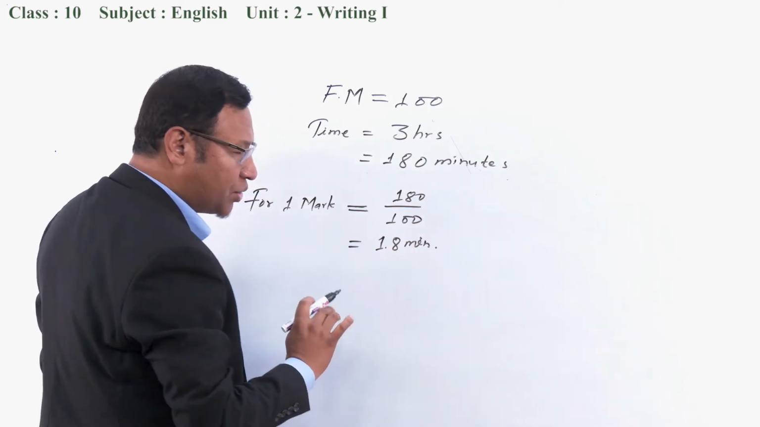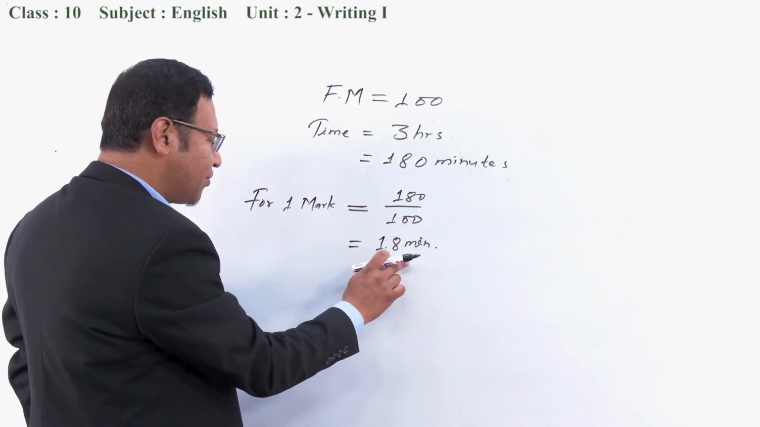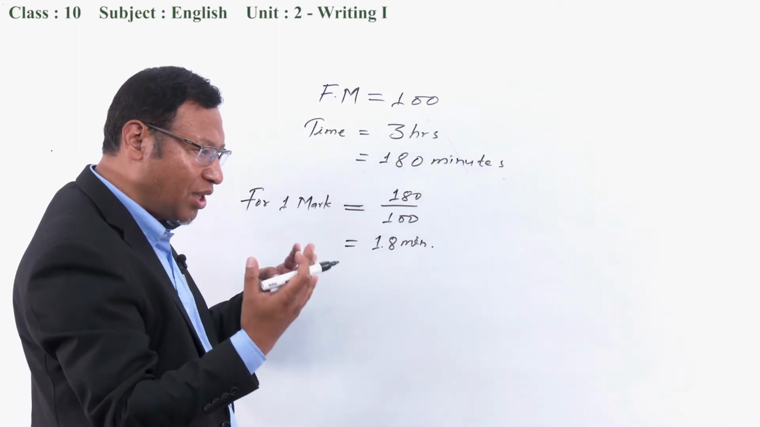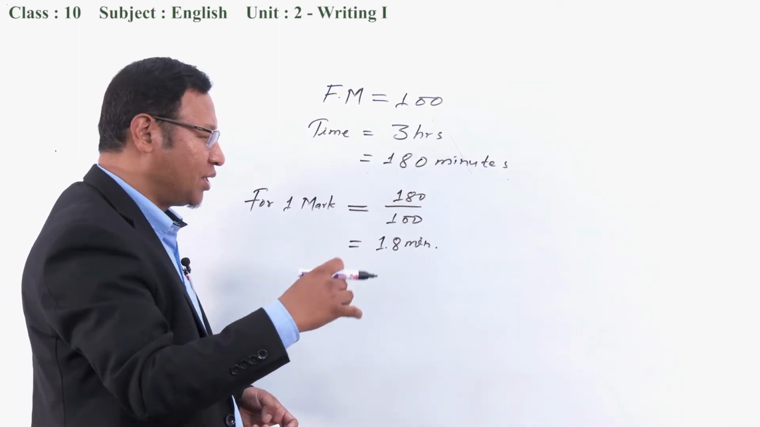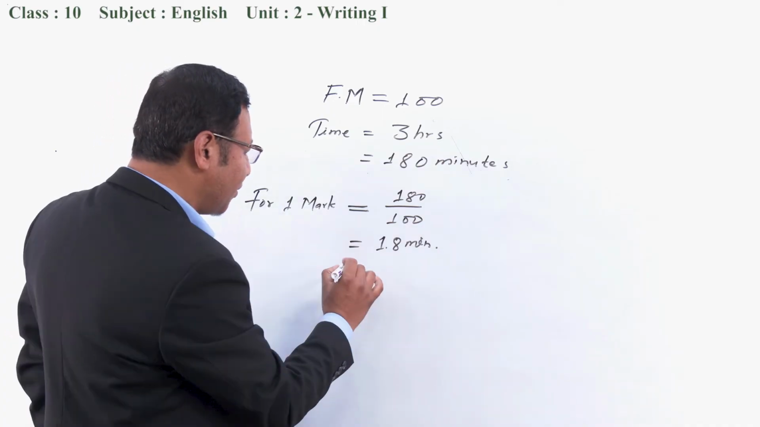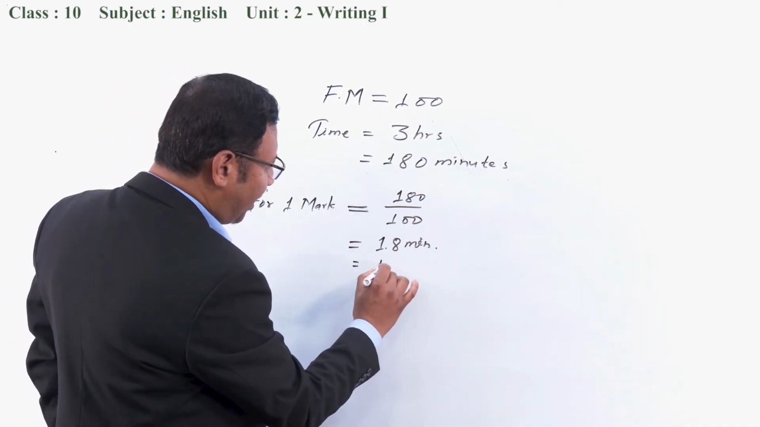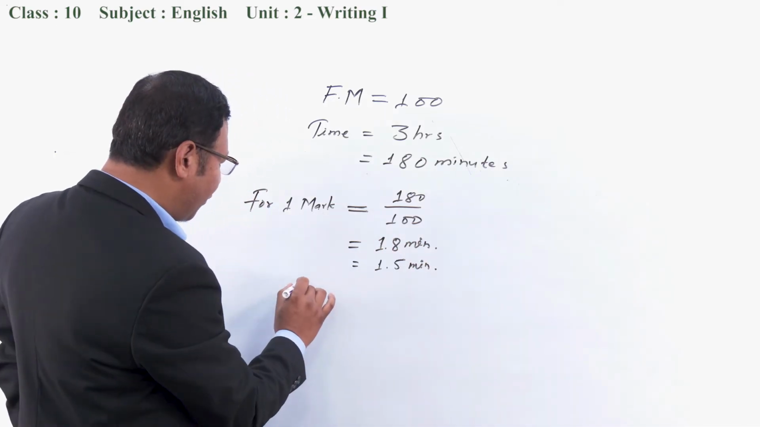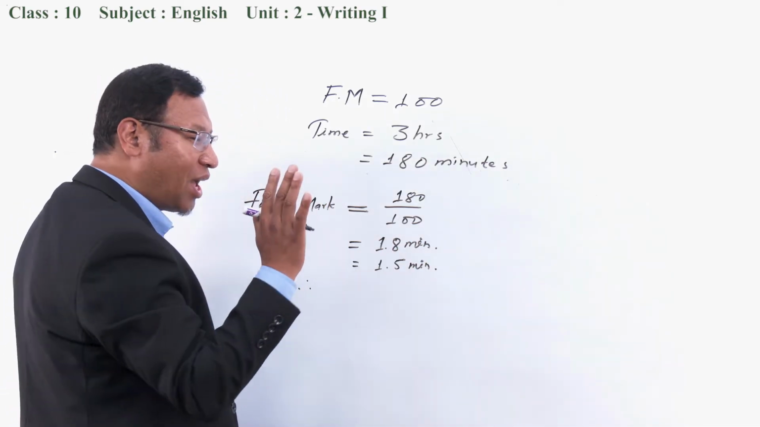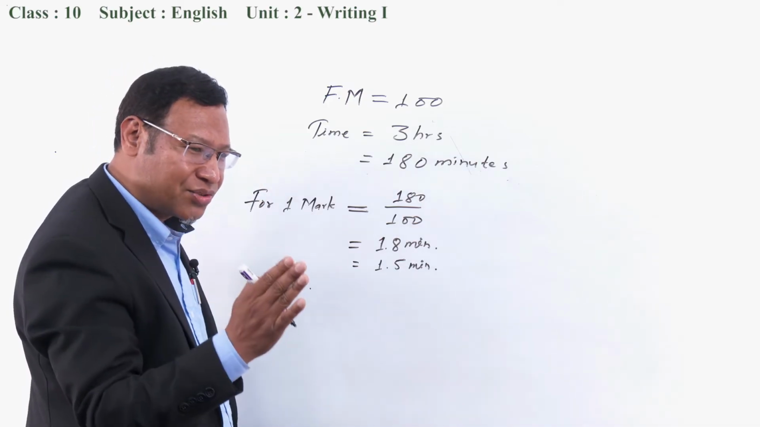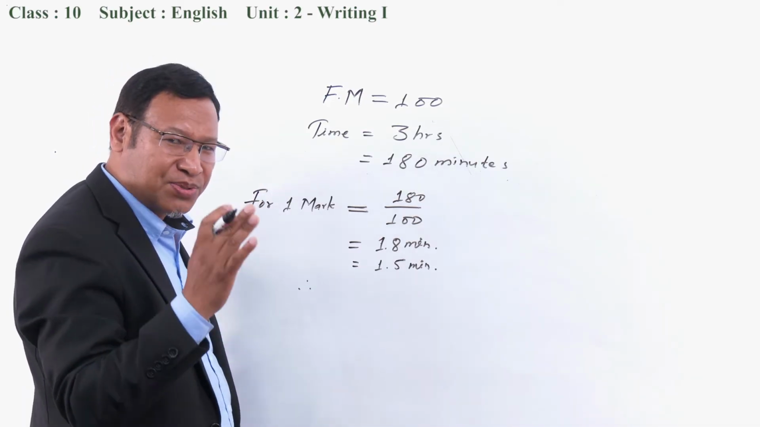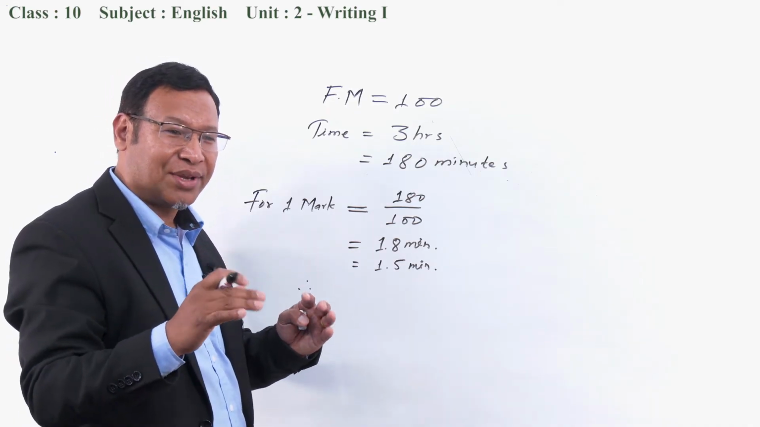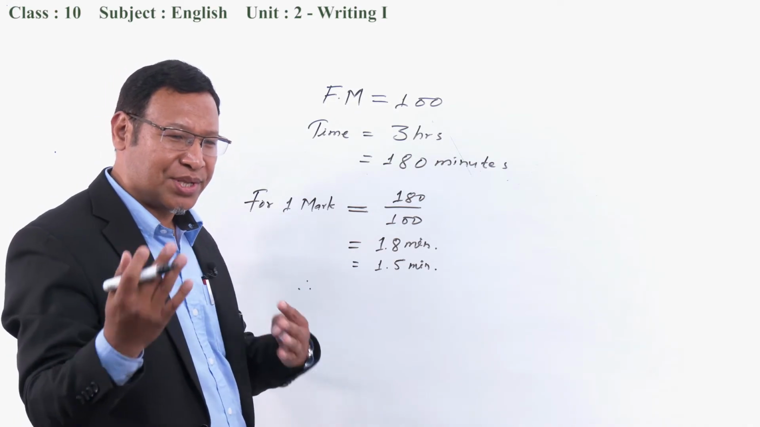But you are not going to spend exactly 1.8 minutes for 1 mark, because you need to revise and you need to think and you need to do something else also. Therefore, 1.5 minutes is generally enough for you, right? So you have 5 marks writing, guided writing, you have 6 marks writing, and then you have 8 marks writing according to the present curriculum.